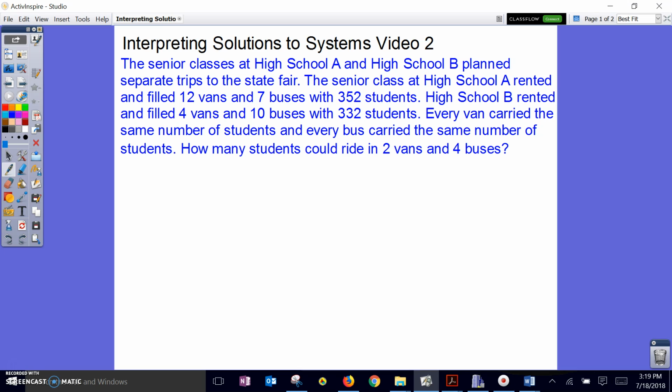Alright, so our first goal here is to figure out how many students can ride in 1 van and 1 bus. That's going to be the system that we solve. We're going to use it to find that information. And once we've found that information, we take the interpretation step and use that result to figure out how many could ride in 2 vans and 4 buses. So the 2 variables that we're looking for initially here: X is going to stand for the number of students in each van, and Y is going to stand for the number of students in each bus.